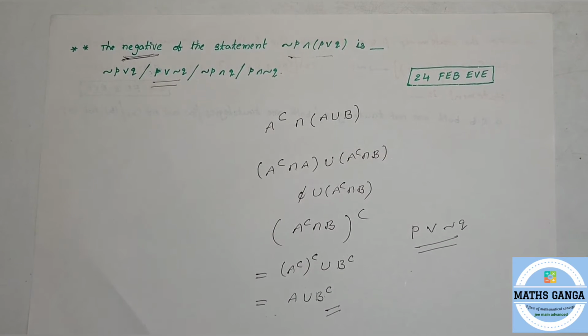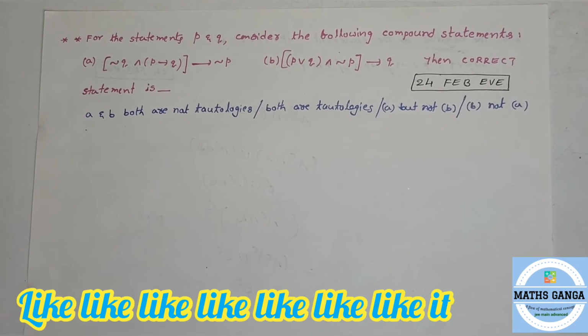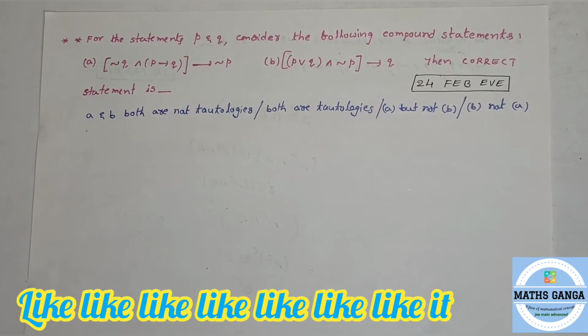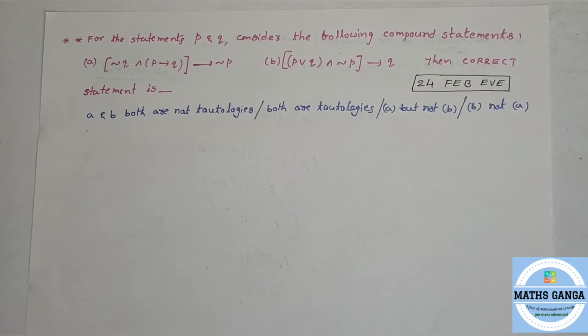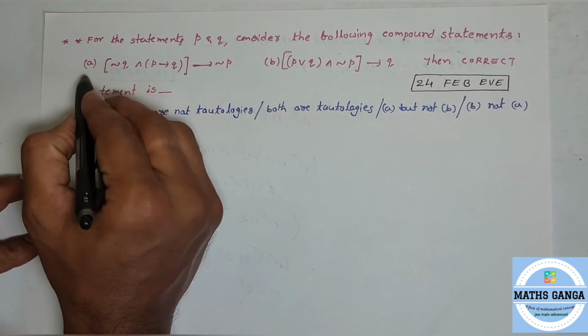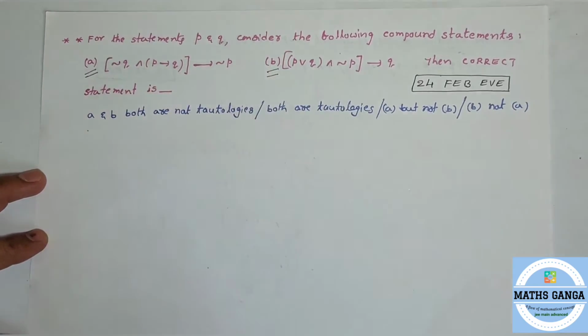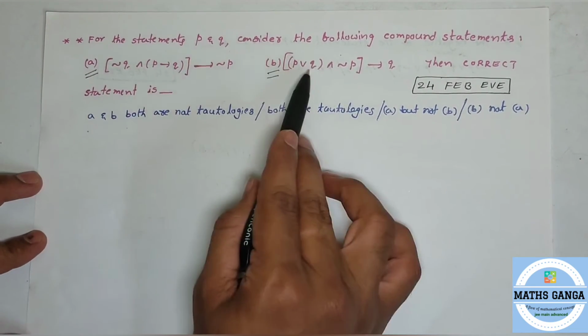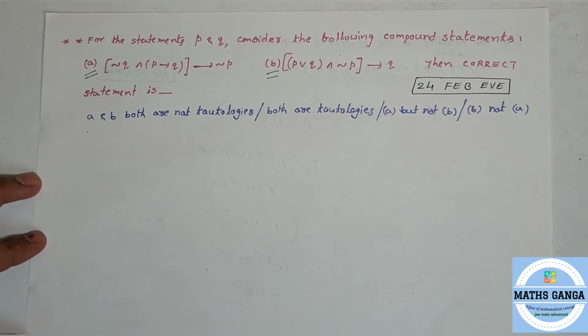This is another question from mathematical reasoning. Have a look. Another question from the same paper, 24th February evening session. So this time we have two questions in this evening paper of 24th February from mathematical reasoning. So usually mathematical reasoning is one such topic which gives you a good score in less time. And look at this question. The question is about deciding two statements whether they are tautologies or not. I have two statements here, statement A as well as statement B. We need to think about statement A and then statement B, and we need to check whether they are tautologies or not, right?